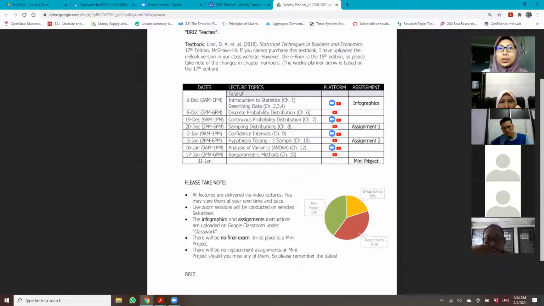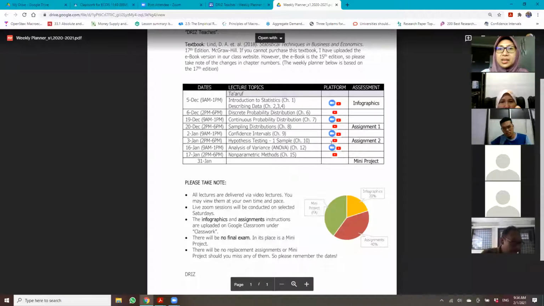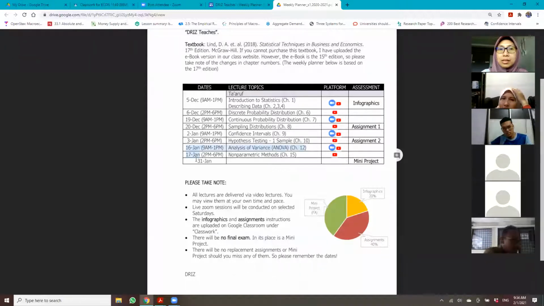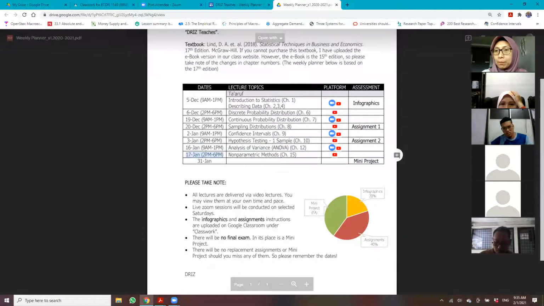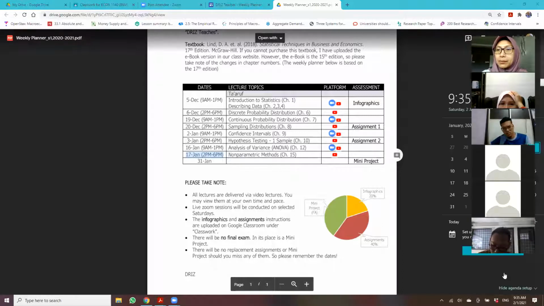The distance between the end of assignment 2 and the mini project: your assignment 2 deadline is 17 January. I have a calendar here, you can see, this January, right. The deadline for the second assignment is 17 January. So you have about two weeks to submit your mini project.